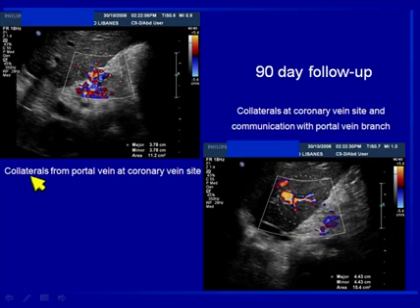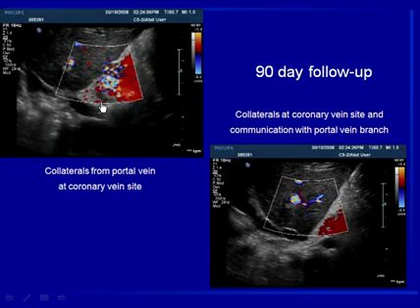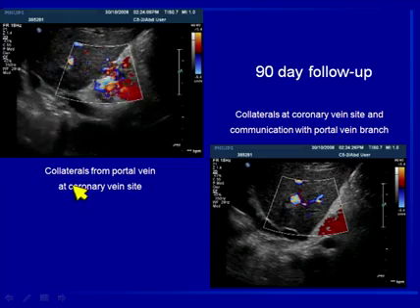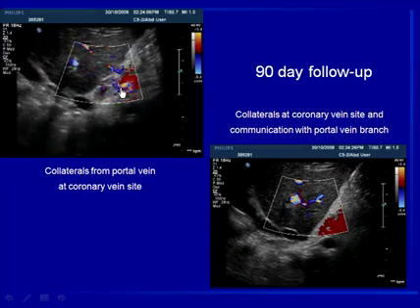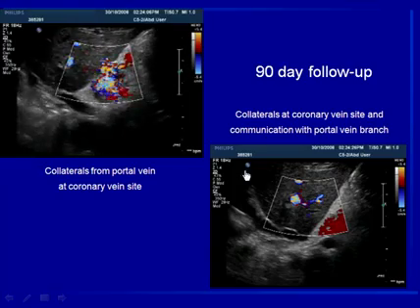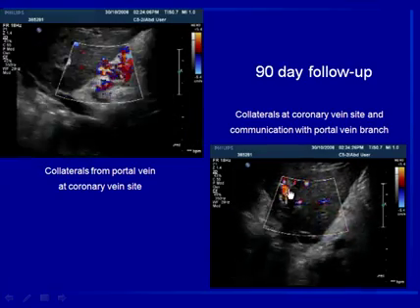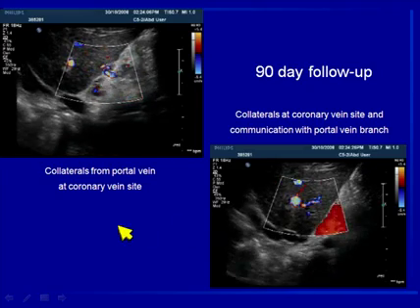There are many collaterals from the portal vein at the coronary vein site, and collaterals at the coronary vein site with communications with a portal vein branch, in this case, as you can see here. It's a video showing the collaterals from the portal vein at the coronary vein site, and here the communication with the portal vein branch.